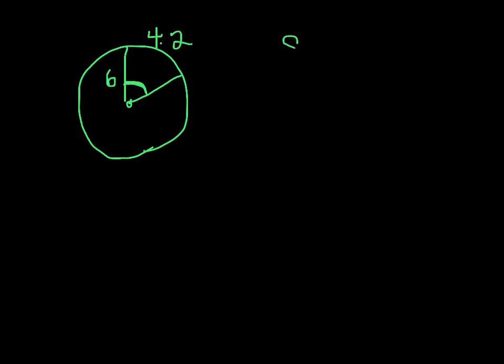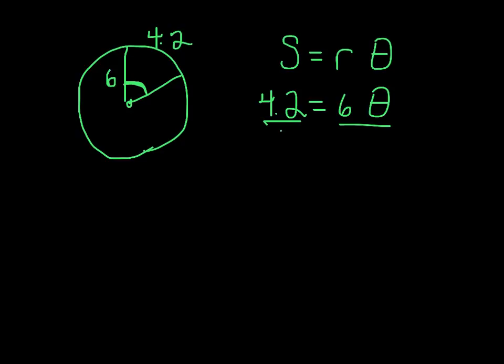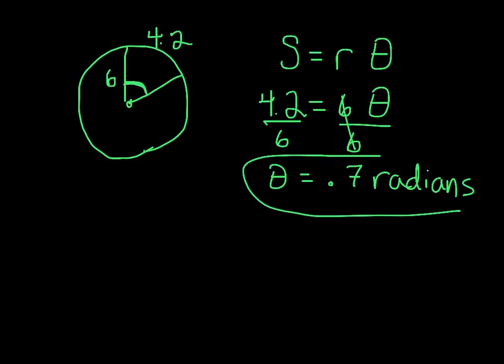So what we're going to do is say S equals r theta. You should be writing this in your notes. Well, we know the length of the arc is 4.2. We know that the radius is 6. And we're looking for the angle measure. How easy is this? So we're looking for theta, so we have to get theta by itself. So we're going to divide both sides by 6, and then put that in our calculator. And we're going to get theta equals 0.7 radians. And there's our answer, right? Told you this was easy.